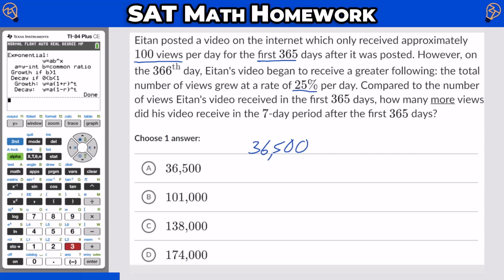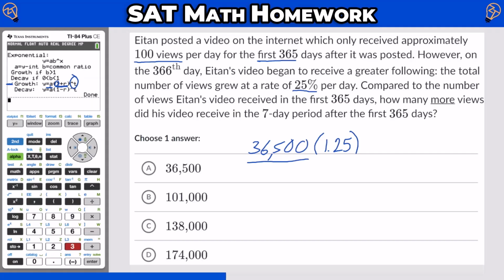In fact, you can see that when we're talking about a growth model, an exponential growth model, you have A, which is the initial amount, which in our case is 36,500, because on that 366th day, he already had this many views. And then you have 1 plus R, where R is the rate. So R could be considered 0.25 if you want to look at it as a decimal, or we could say the 1 is really 100%, because when we're talking about percentages, it's always out of 100. So it's 100 plus 25%. In other words, 125% or 1.25. And then to the t power, where t is the time. In this case, the time is in days.